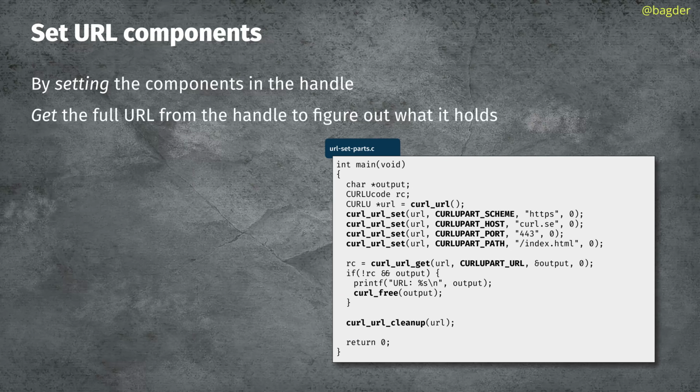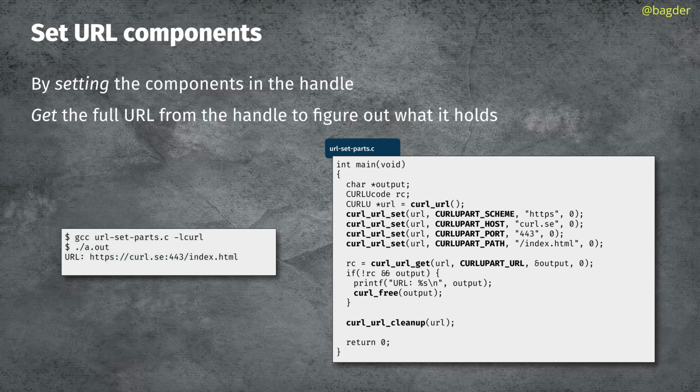This sets, if you go from the top, it creates the curl U handle, it sets the scheme, it sets a host, it sets a port, it sets a path, and then it extracts the entire URL out of that. Which means that if you run the program, in the bottom here, you see the full URL created by those 4 components that were set individually.